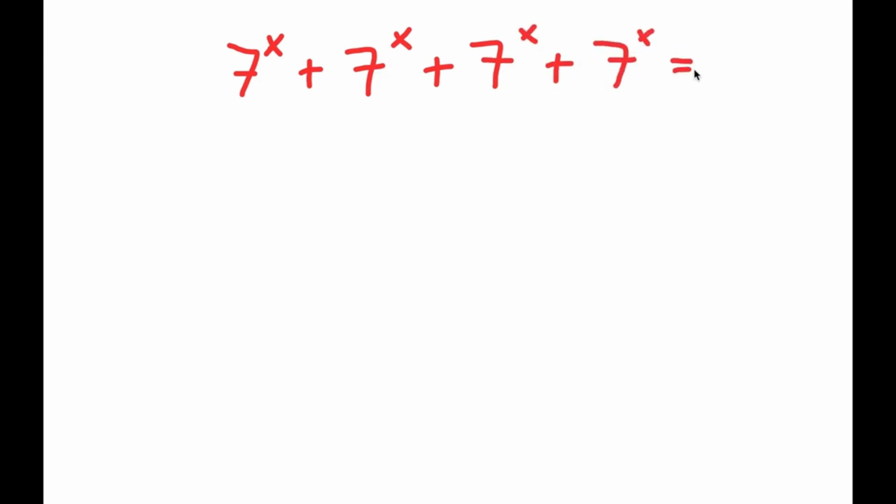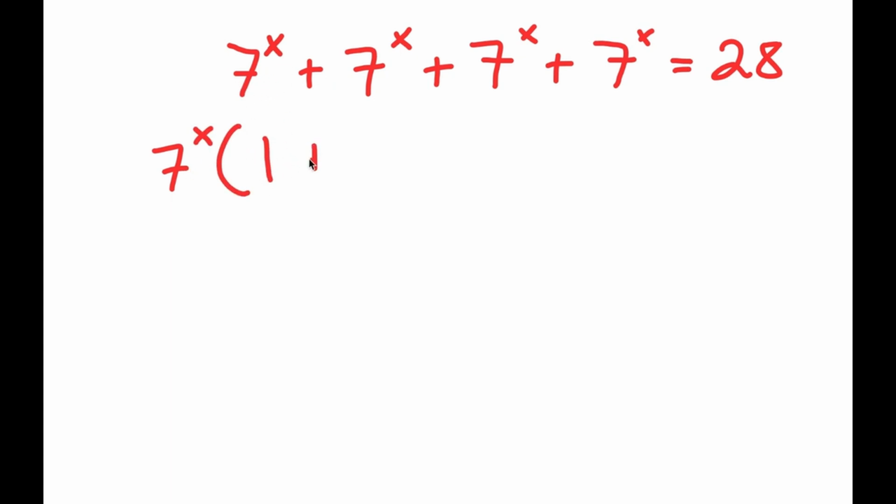Alright, so in this problem I have 7 to the power of x plus 7 to the power of x plus 7 to the power of x plus 7 to the power of x is equal to 28. To solve this problem, I'm going to first start by factoring out 7 to the power of x on my left-hand side. So I get 7 to the power of x times, and 7 to the power of x divided by 7 to the power of x is equal to 1.